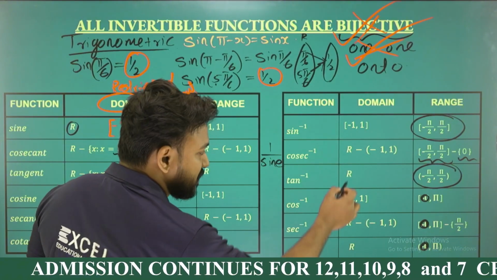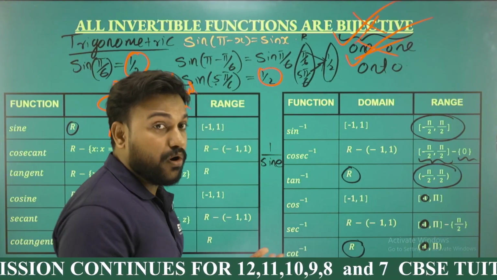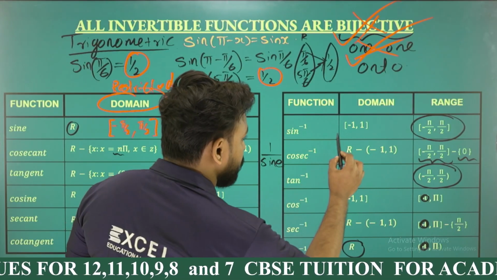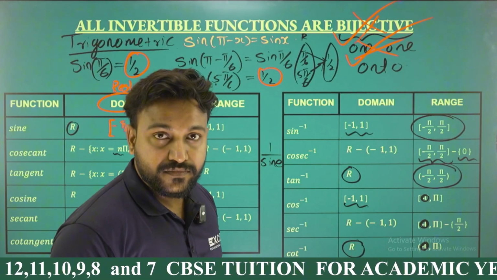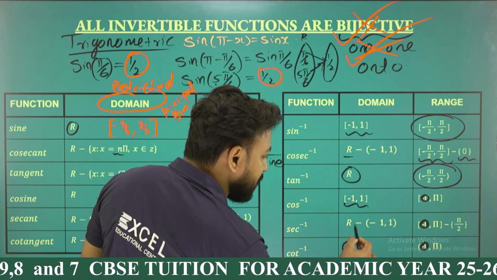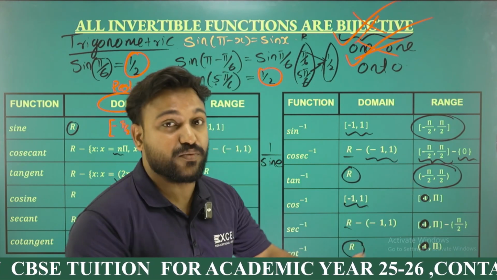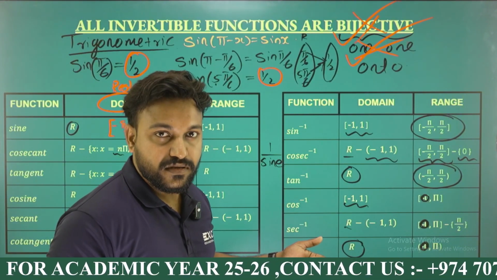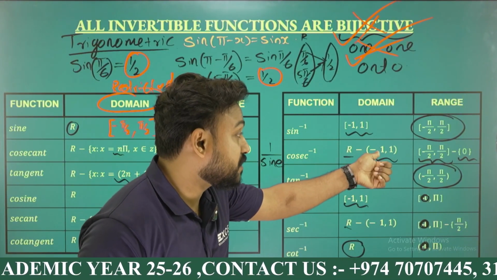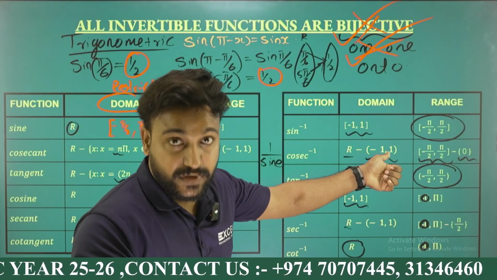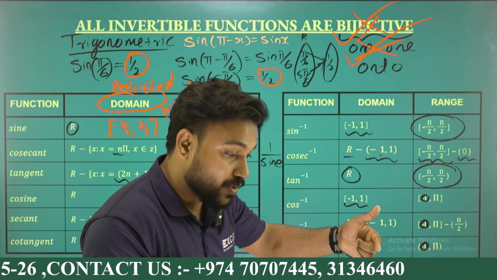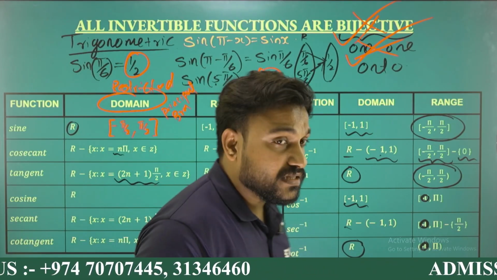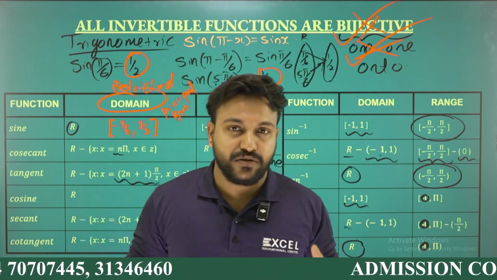And listen, for tan and cot, all real numbers can be put as the domain, as the value of x. For sine and cos, it's minus 1 to 1. For cosec and sec, it's all real numbers, but we subtract the numbers between minus 1 and 1. We will not put any value between minus 1 and 1 for cosec inverse and sec inverse. Minus 1 is included, 1 is included in the domain, but between minus 1 and 1, no numbers are going to be taken. Okay, so these are the ideas that you have to know to answer the questions.